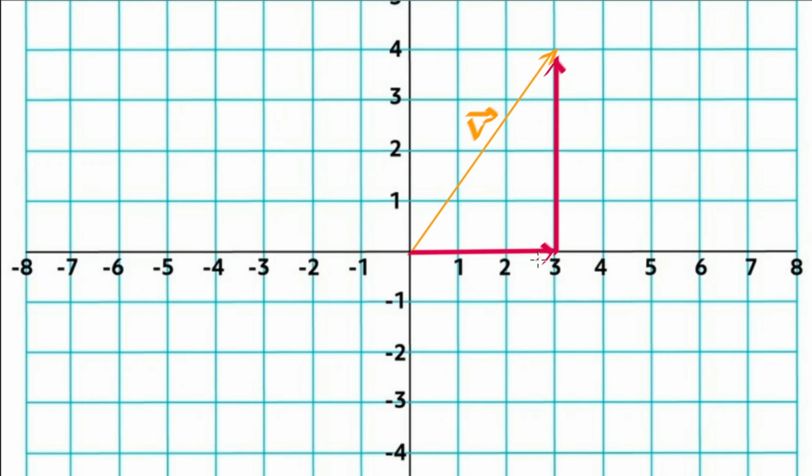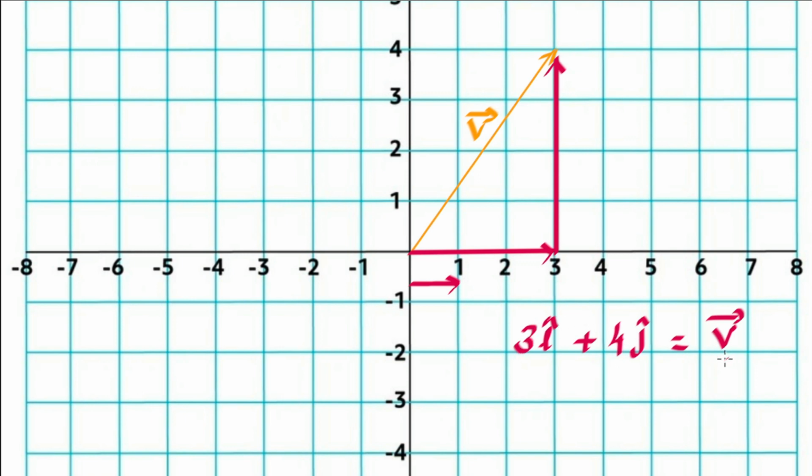Now what is this vector? This vector is 3i cap. Why? Because I cap is a unit vector pointing in the positive x direction, and this is 3 units long, so this is 3i cap. And this is 4j cap, 1, 2, 3, 4, 4j cap, and what we have here is vector addition. This vector plus this vector is our vector V. The numbers 3 and 4 are called the x component and the y component of the vector.